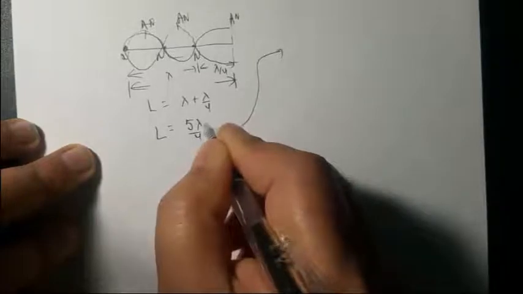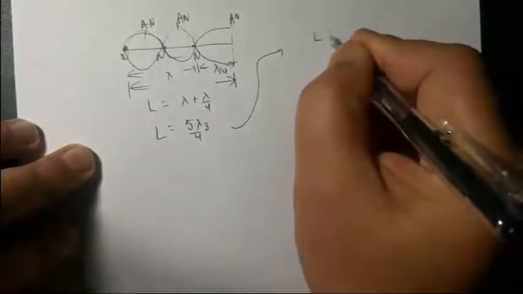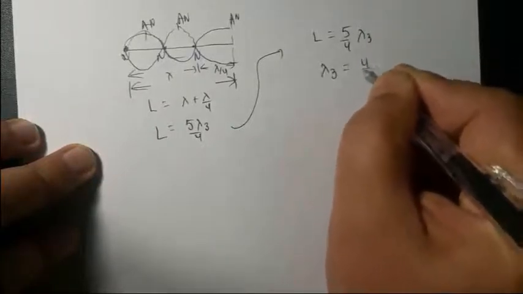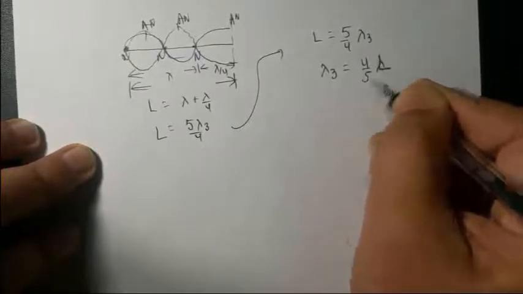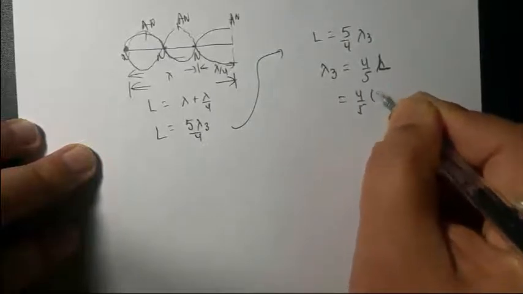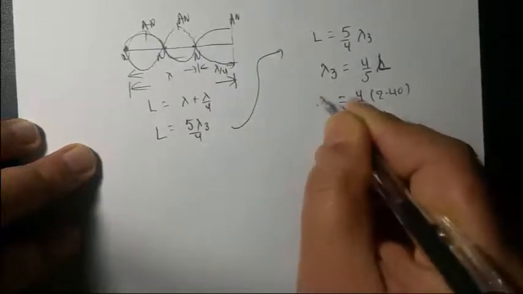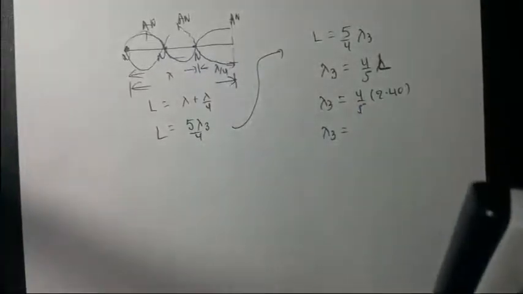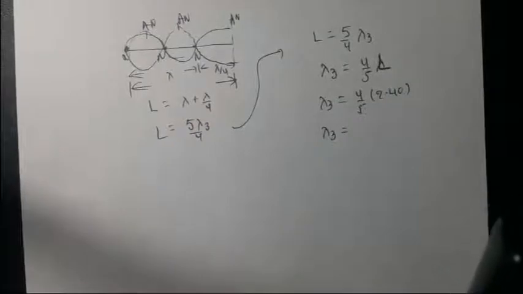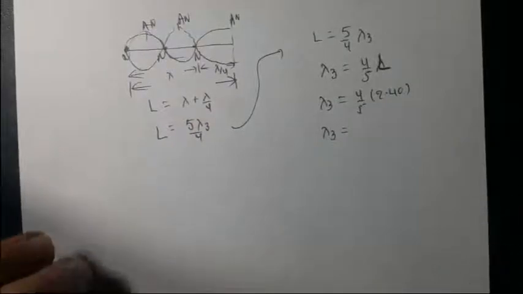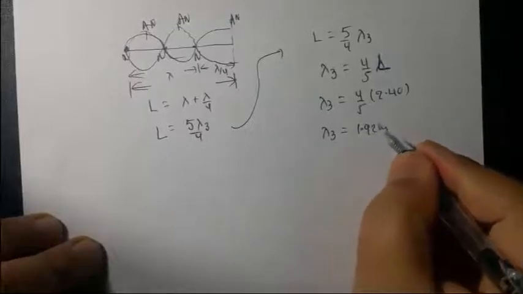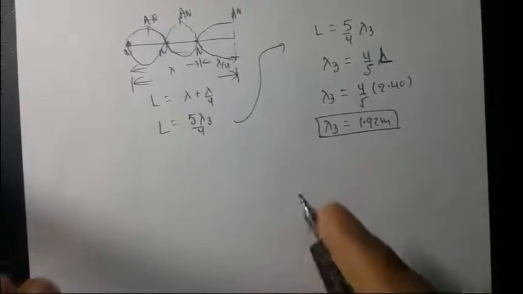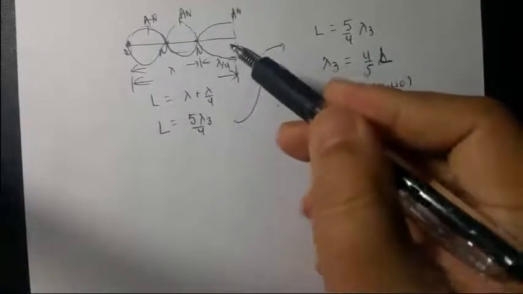So this is the third harmonic. So L has to satisfy 5 over 4 lambda 3. Lambda 3 is 4 over 5 L. So 4 over 5 is 0.8, so that has to be 4 times 2.4 divided by 5, which is 1.92 meters. Okay, these are the possible harmonic wavelengths, frequencies, if one end is free.